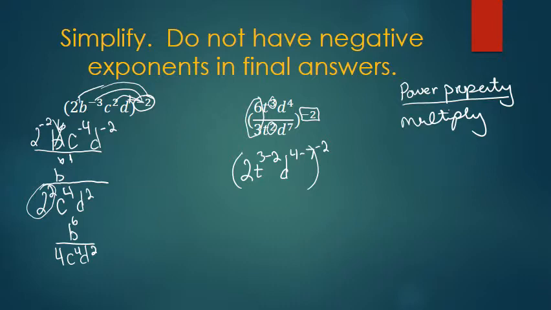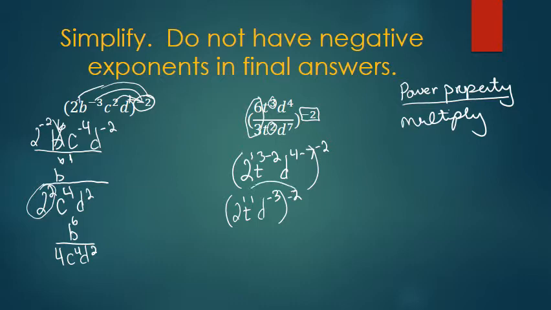Now I want to go ahead and combine my exponents and then distribute that negative 2. So I get, and I'm going to put a little 1 there to remind myself there's an exponent, 2 to the 1, t to the 1 because of the 3 minus 2, and d to the 4 minus 7, which is negative 3. And all of that is raised to the negative 2. Okay, now it's time to distribute.